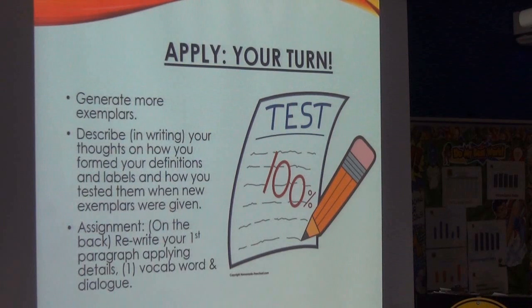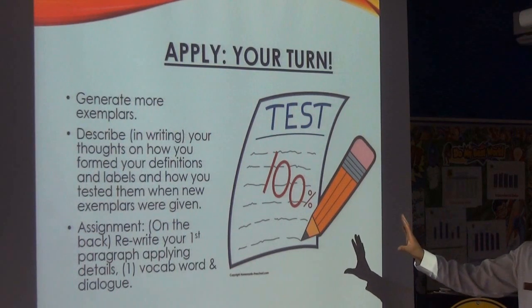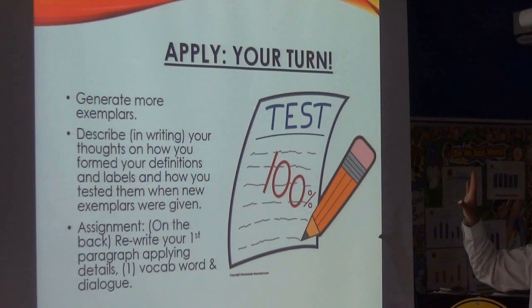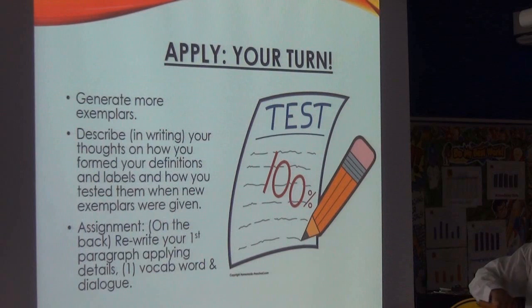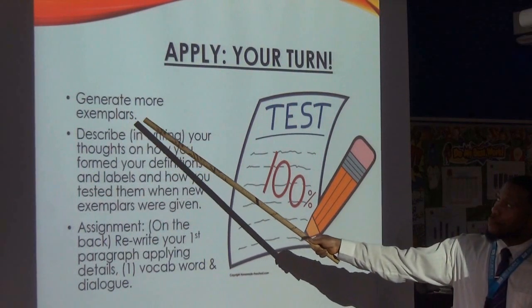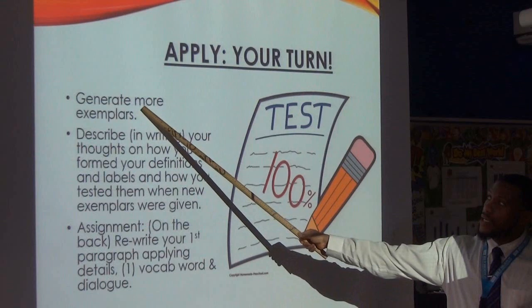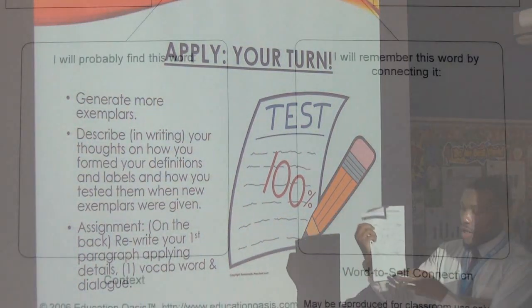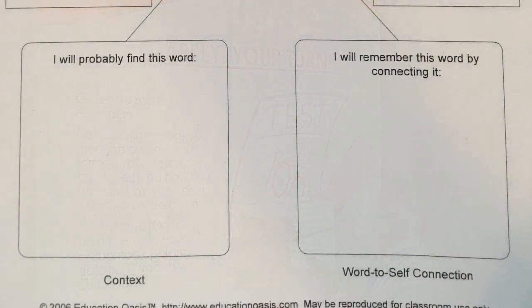Before I tell you what the concept is, I'm not going to tell you what the concept is yet. So, what I want you to do for homework, we'll do this one later, okay? But on the other side, you're going to take this home and bring it back. On the other side where it says, I will probably find this word in that left-hand box, you're going to describe in writing your thoughts on how you formed your definitions and labels and how you tested them when the new exemplars were given.